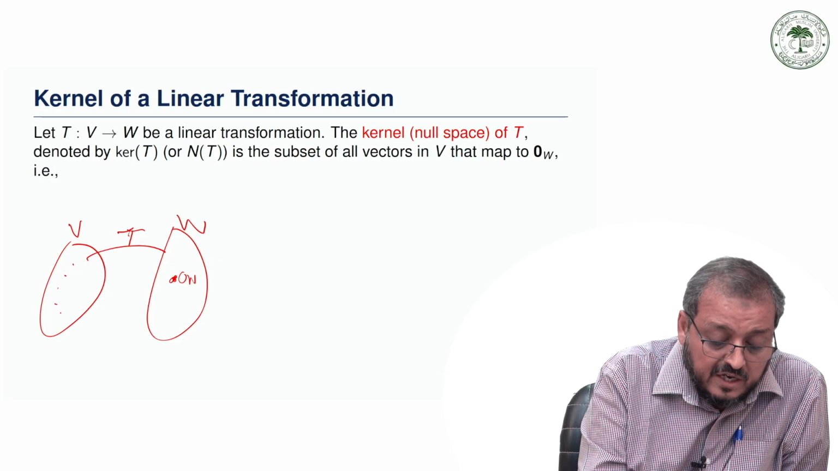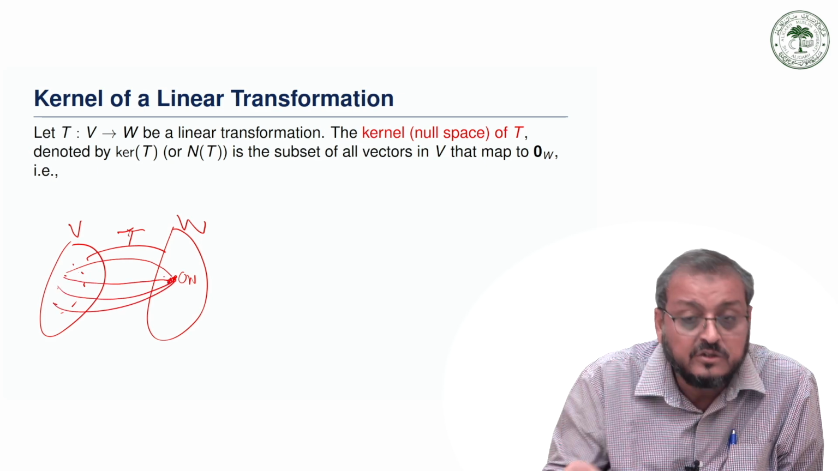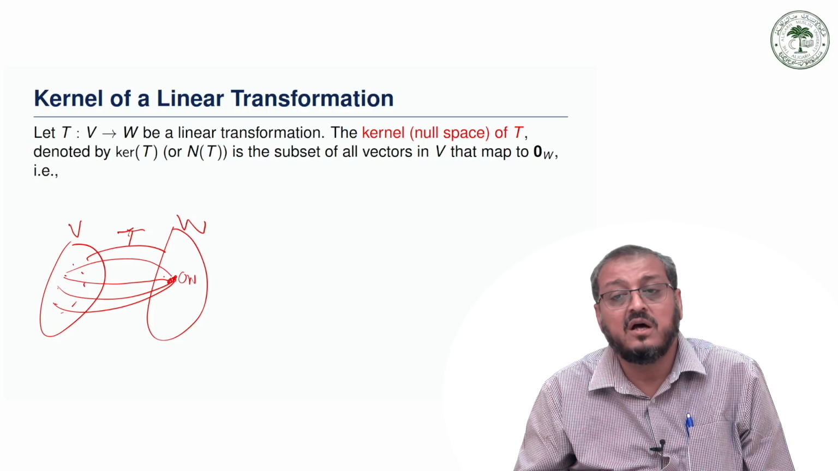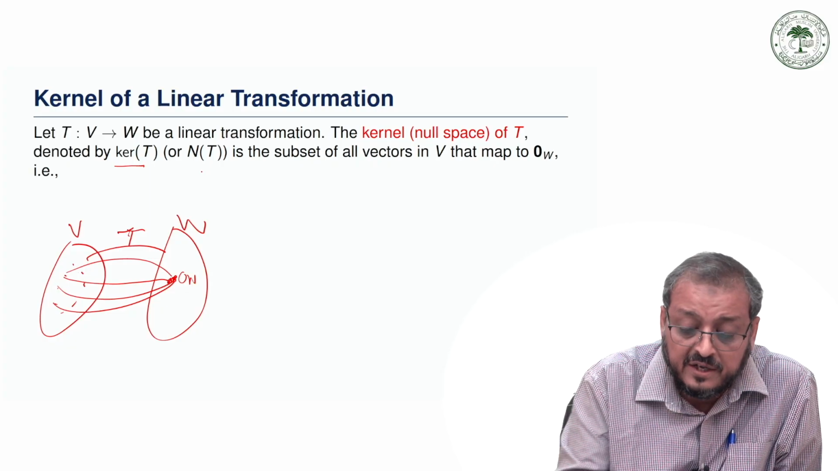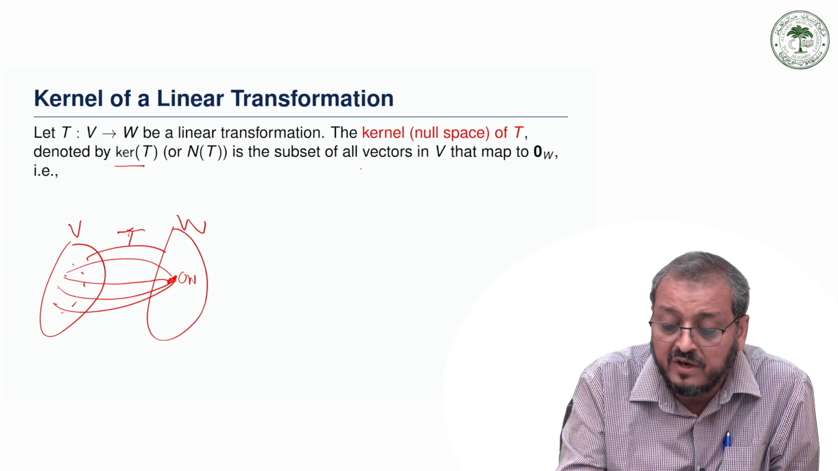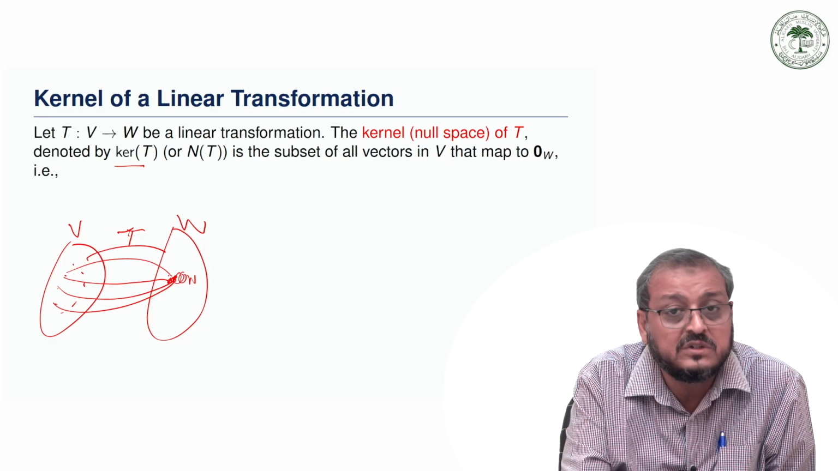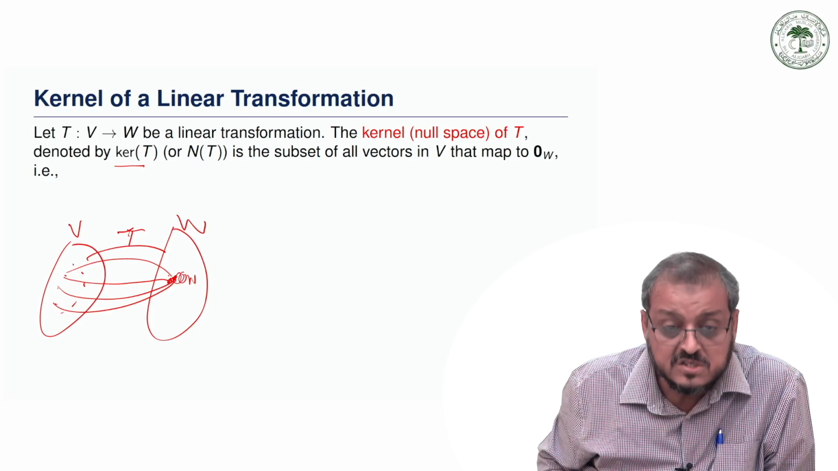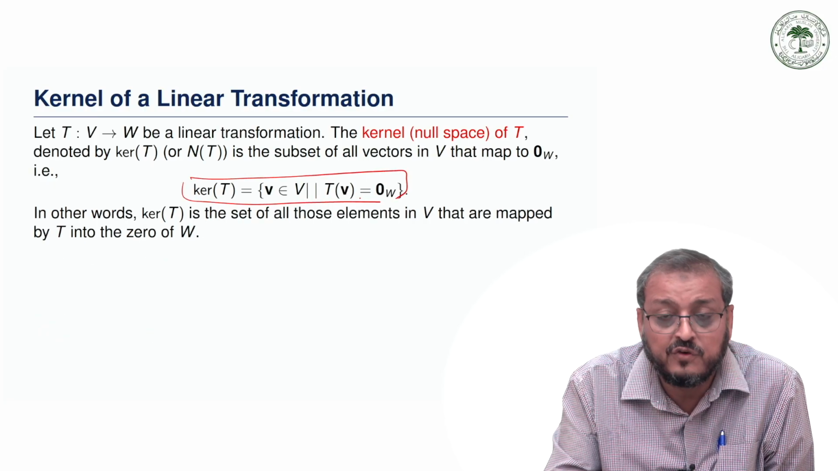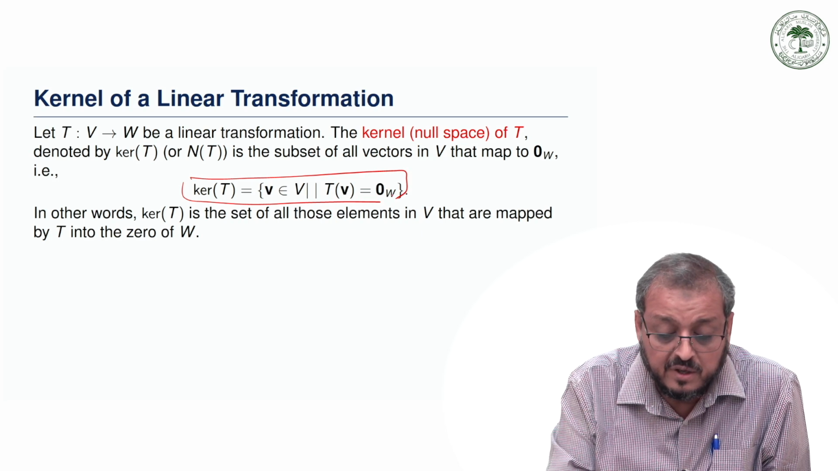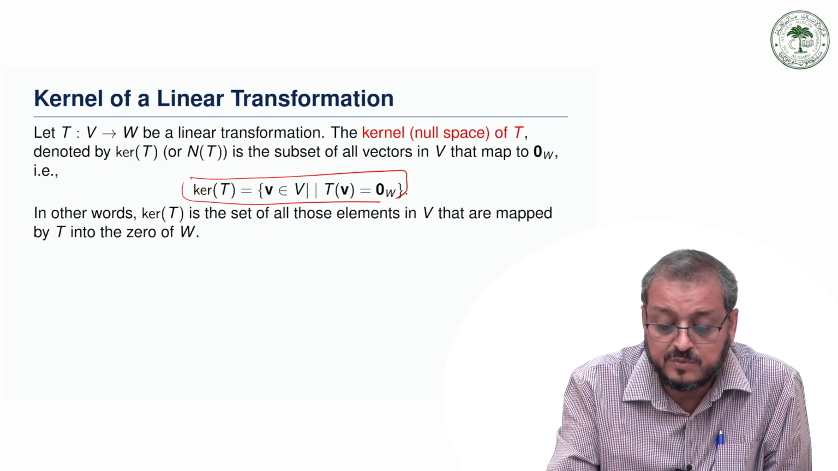If we take those elements which map only to the 0 map, that is called the kernel or the null space. We denote it as ker T or N(T), and this is the subset of all the vectors in V that map to the 0 vector of W. So, we can simply say that the kernel of T is equal to {v in V : T(v) = 0}, the additive identity, the 0 element of the vector space W.